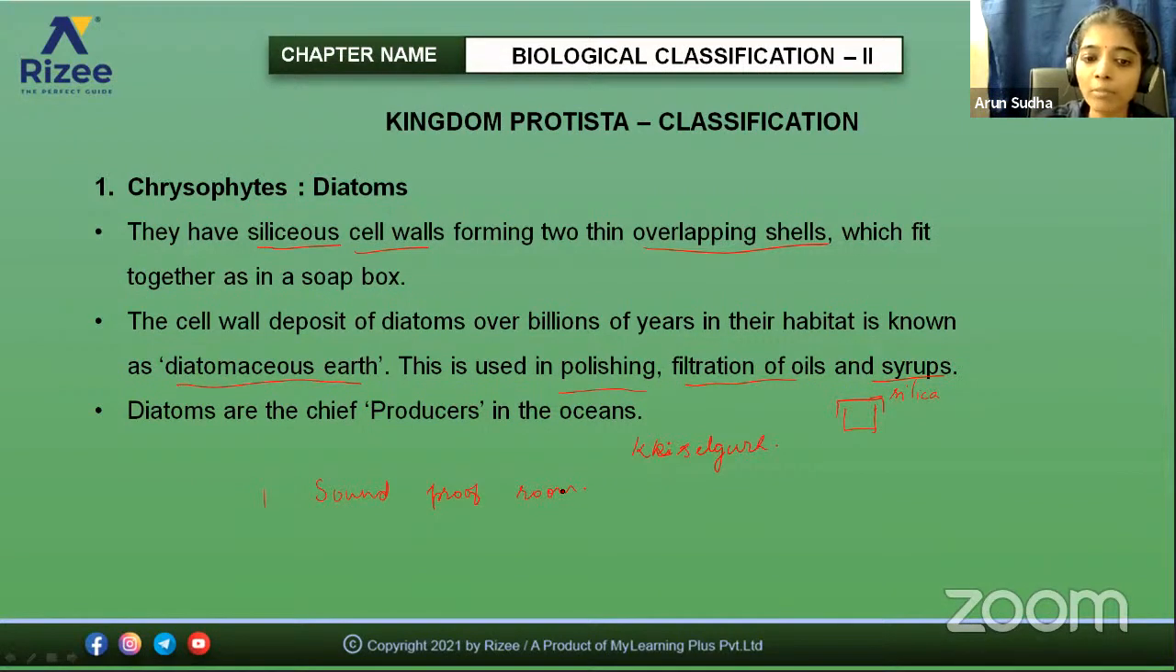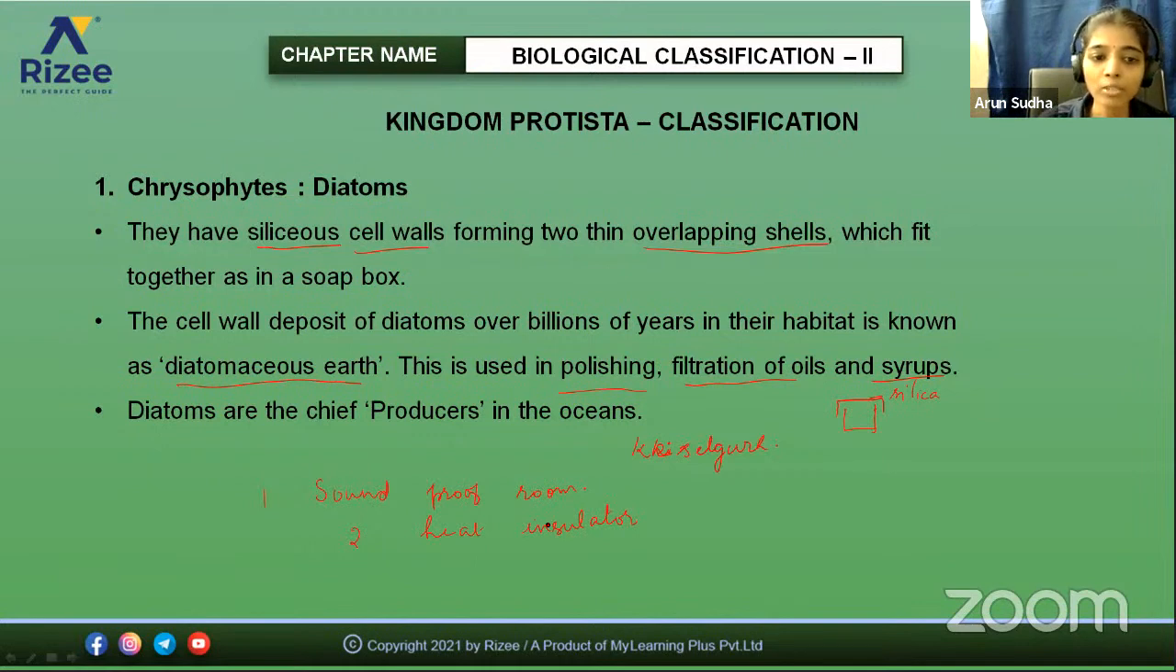So it is used in making soundproof rooms, and also it is somewhat harsh. It is not a soft material, so it is mainly used for polishing and filtration of oils and syrups. It is also used as a heat insulator, in the case of boilers and all. So it has many economic uses, this diatomaceous earth.